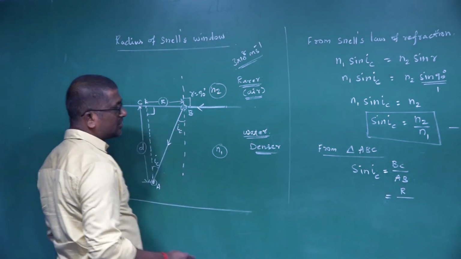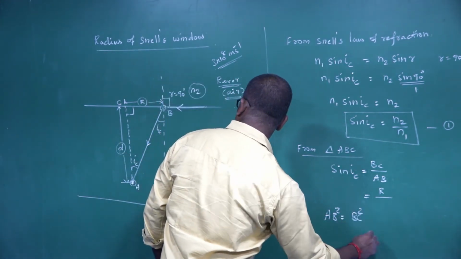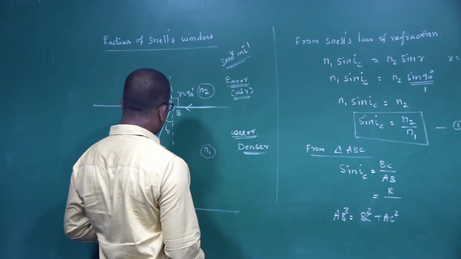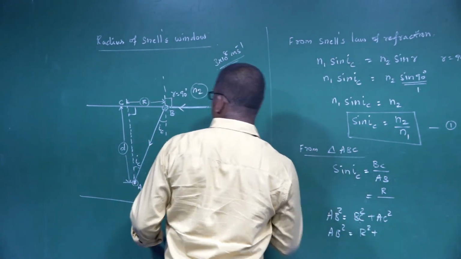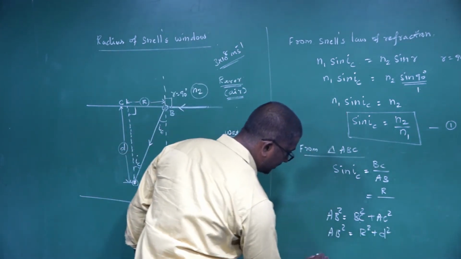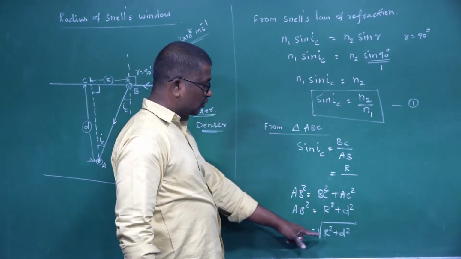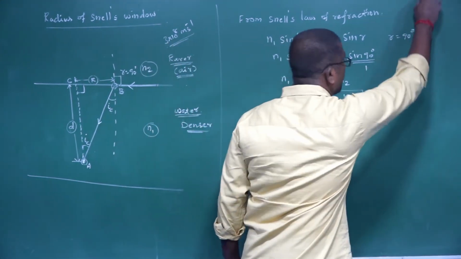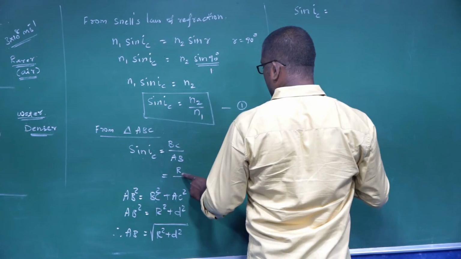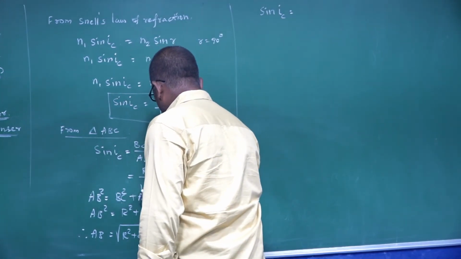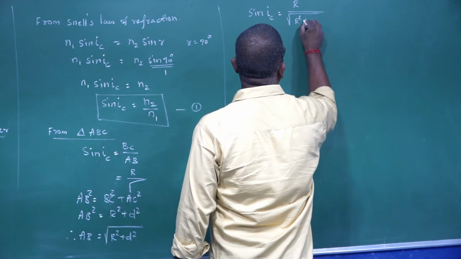Applying Pythagoras theorem, we can get AB square is equal to BC square plus AC square. AB square we need, so AB square is equal to BC value R, so R square, and AC value is D, so D square. Therefore AB is equal to square root of R square plus D square. Right, now sine IC is equal to BC value R divided by AB value, square root of R square plus D square.